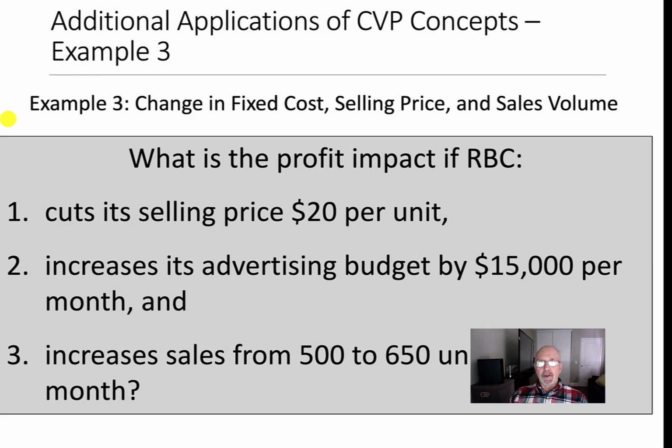Number 3, what is the profit impact? Now we're getting 3 pieces. Number 1, cuts its selling price by 20 bucks per unit. 2, increases its advertising budget by 15,000 per month. And 3, increases sales from 500 to 650 units per month. So we're cutting selling price, increasing sales by 150 units, and increasing fixed expenses again by 15 grand.